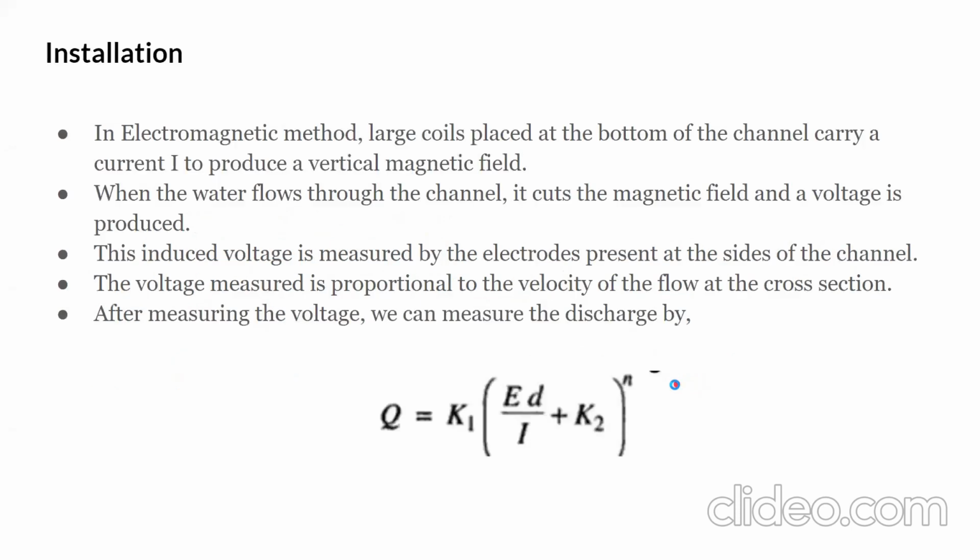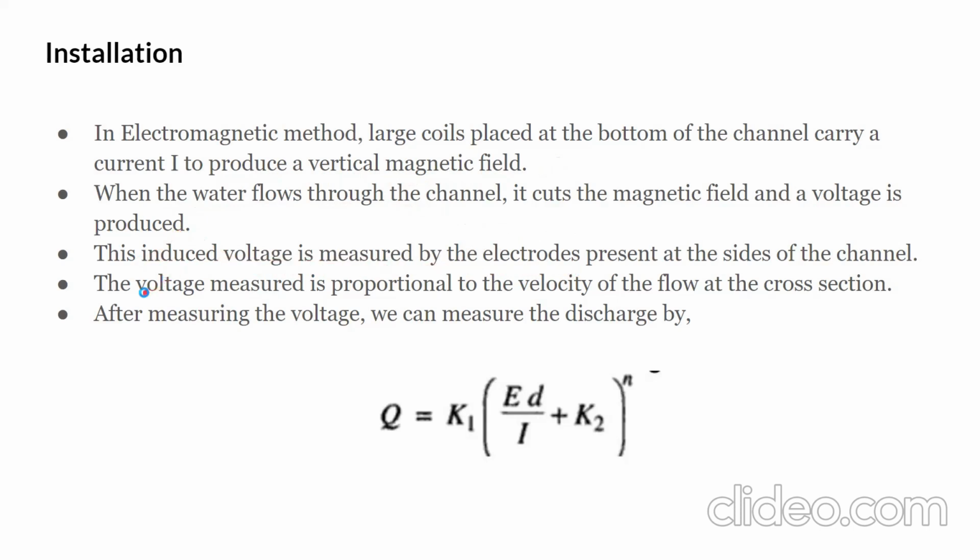So now let us come to installation of the system. In electromagnetic method, large coils placed at the bottom of the channel carry a current I to produce a vertical magnetic field. So basically, large coils are placed beneath the bed of the river and produce vertical magnetic field. So when the water flows through the channel, it cuts the vertical magnetic field produced by the coils and a voltage is produced. This induced voltage is measured by the electrodes present at the sides of the channel.